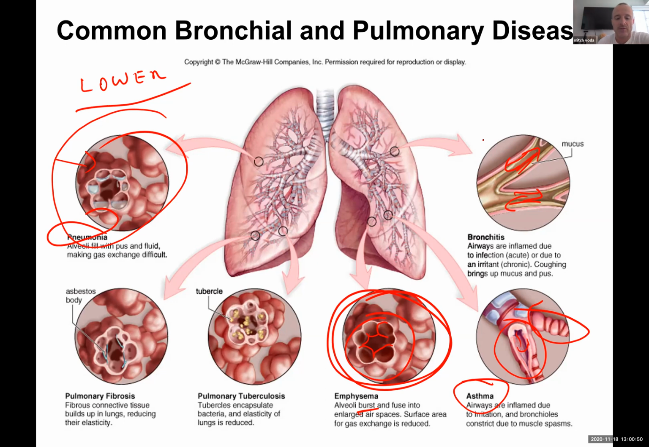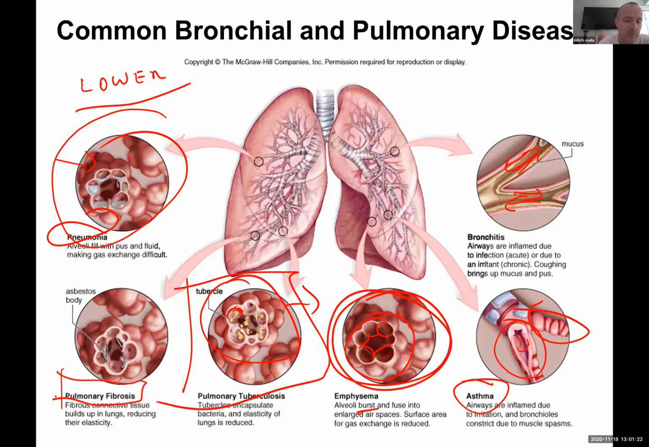One more infection with bacteria is tuberculosis. Basically, it's bacteria that encapsulate in the alveoli, and they will not allow the alveoli to expand. This bacteria also starts destroying the wall of the alveoli, and that's why those alveoli bleed. And that's why people with tuberculosis, when they cough, they cough blood out.